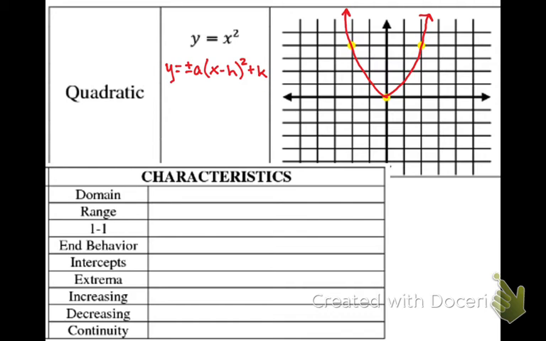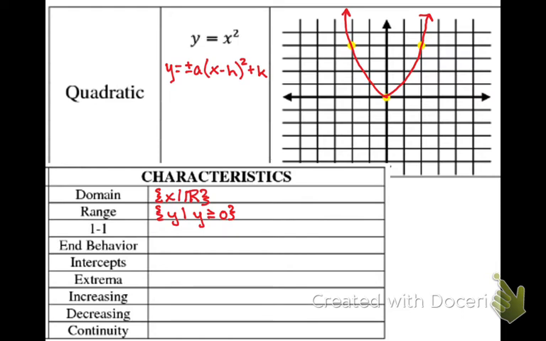So domain, all real numbers. Range. Look at your picture. From the 0, what? Up. So y is greater than or equal to 0? Yes. Okay, we can visually see a graph is an output of all the y's.